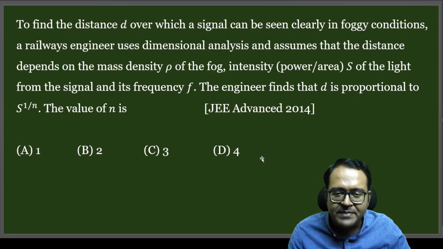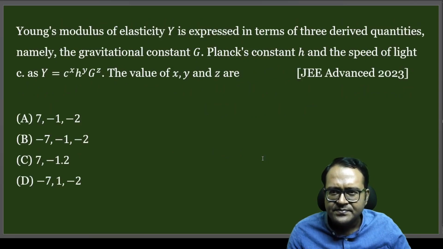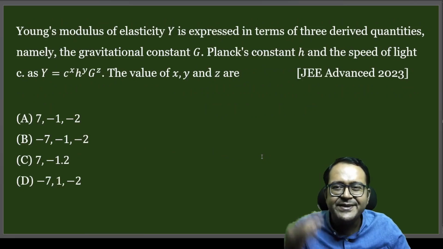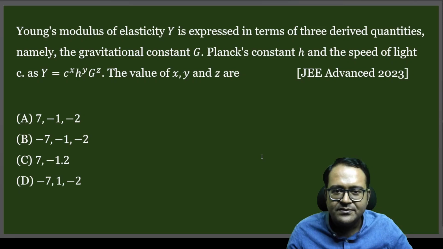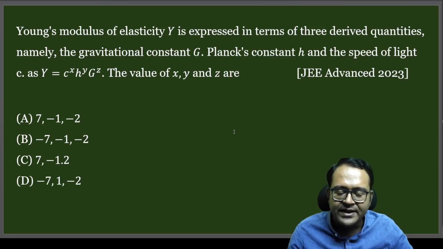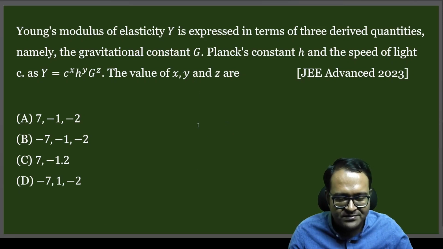Say 5 lines of problems. This is Young's modulus using Planck's constant, gravitational constant, and speed of light. Young's modulus is pressure, meaning the dimensions of both are the same. So using this G, C, and H, calculate something with dimension of pressure. You can do it. 5 lines of problem.